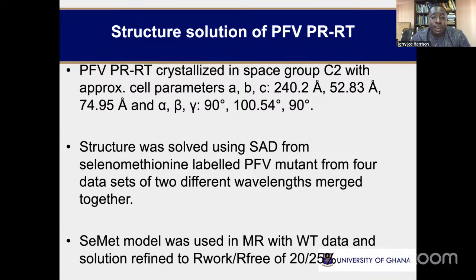Thankfully, it did crystallize, and without trying to bore you with all the details, eventually we were able to phase the structure. The crystal is in a C2 space group, with very interesting cell parameters. And from the anomalous signal from the selenium-labeled mutant protein, we were able to solve the structure. But that's also by merging several data sets that we had collected at different synchrotron sources across the US. Actually, three of them, all of them with different wavelengths. Sometimes some of these things are a bit weird, but that's what worked. We refined the structure to an R work, R free of 20 to 25%.